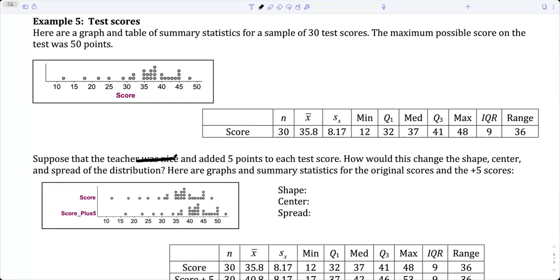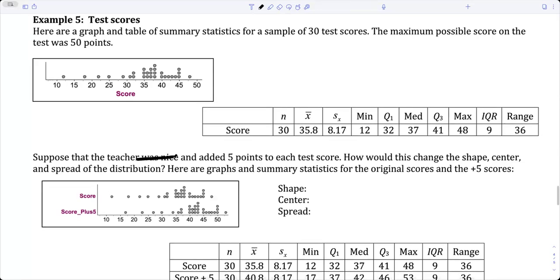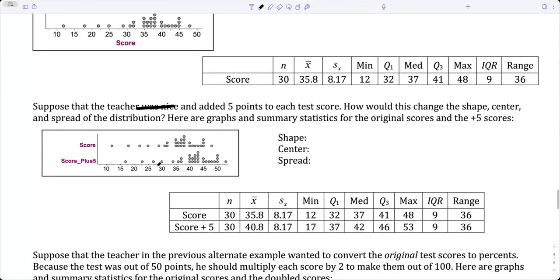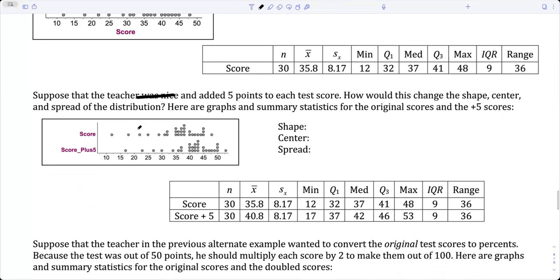Here are graphs and summary statistics for the original and the +5 scores. Okay, so look at the distributions. Here's the score. Here's the score +5. Did the shape change? No, the shape stays the same. Did the center change? Yes, the mean increased.